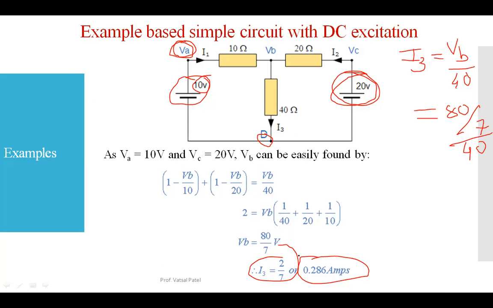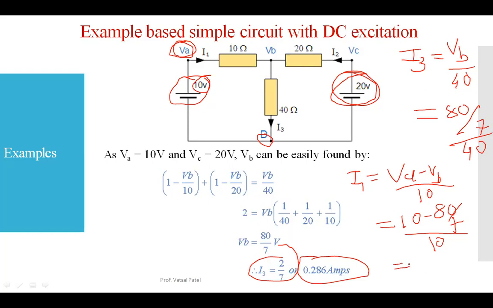Now, can we identify I1 and I2? Because I1 is equal to what? VA minus VB divided by 10. So what is VA? It is 10. What is VB? It is 80 by 7, divided by 10. So what is the value of I1? 10 minus 80 by 7, divided by 10.